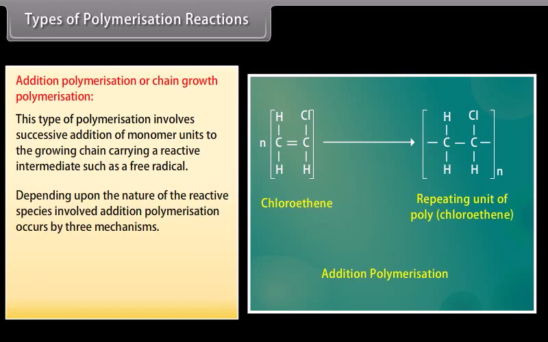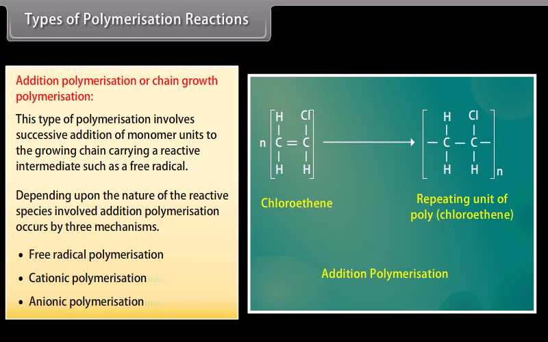Depending upon the nature of the reactive species involved, addition polymerization occurs by three mechanisms: free radical polymerization, cationic polymerization, and anionic polymerization.